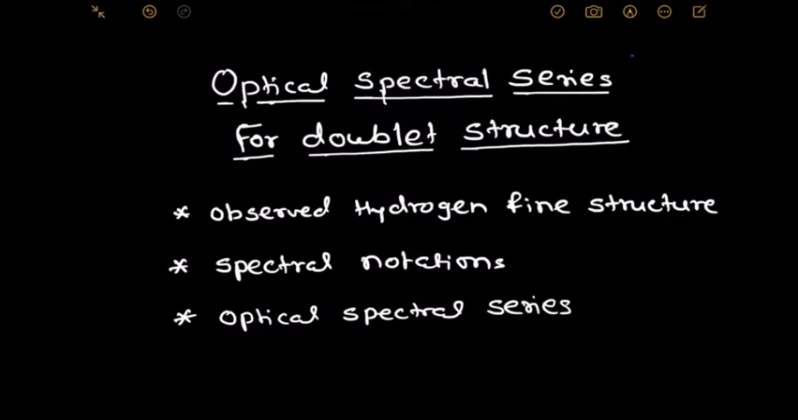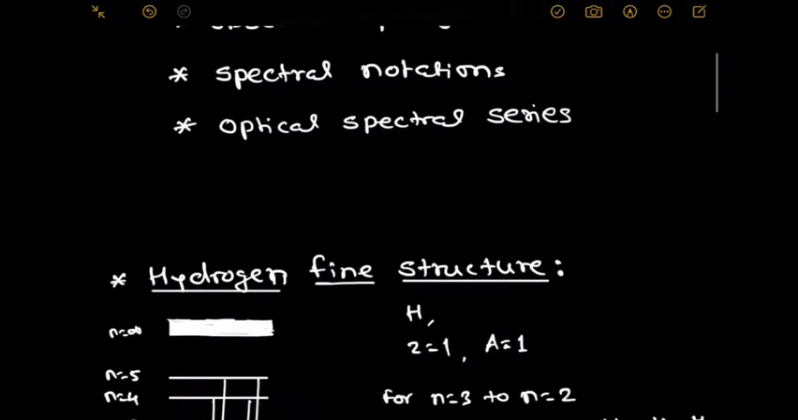Today we start the new topic, atomic spectra. In that, we explain the first article, the optical spectral series for doublet structure. Under that article, we explain these points. First, observed hydrogen fine structure. Second, spectral notations. And then we explain optical spectral series of given elements.